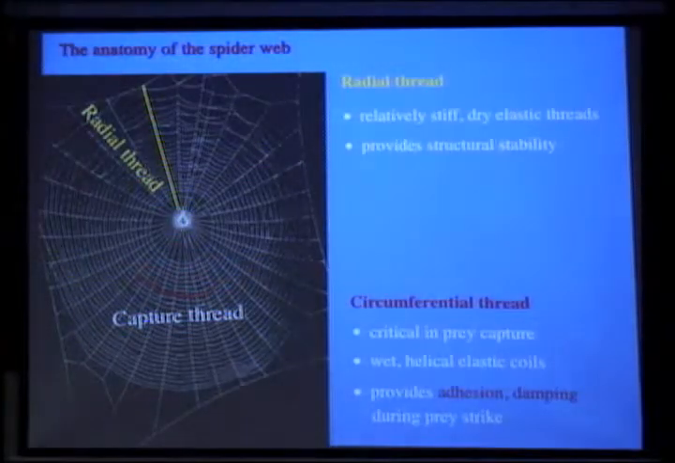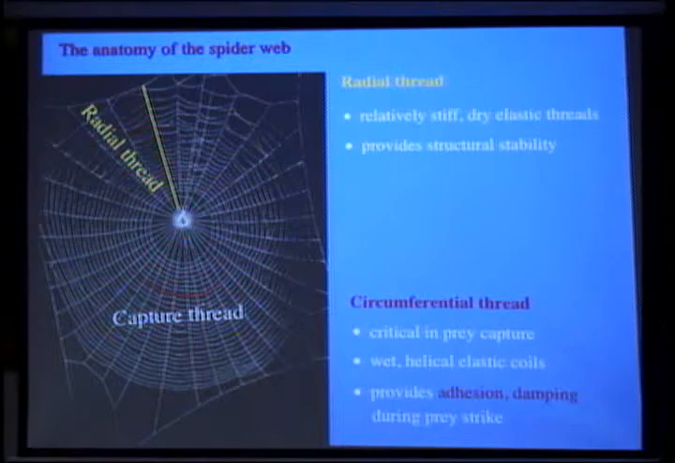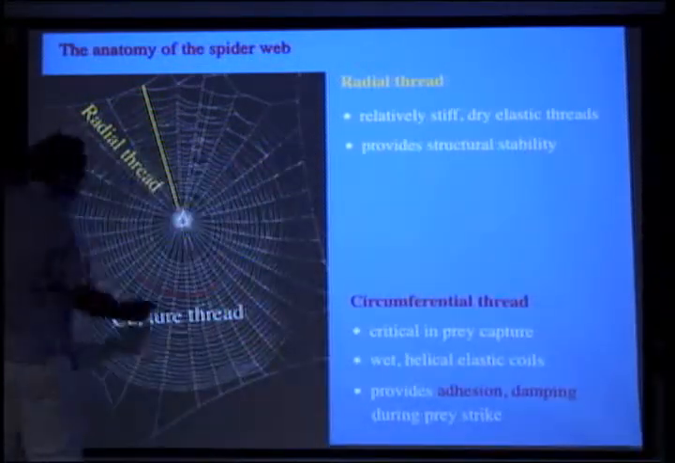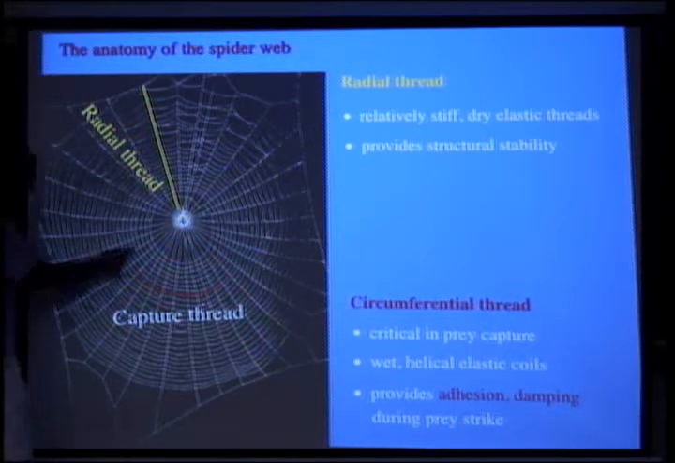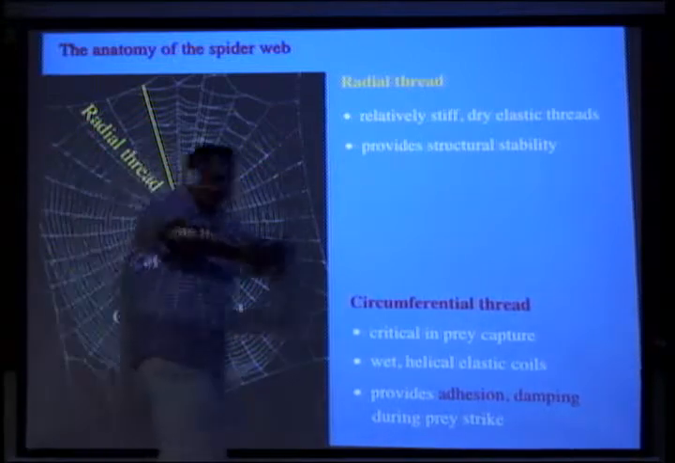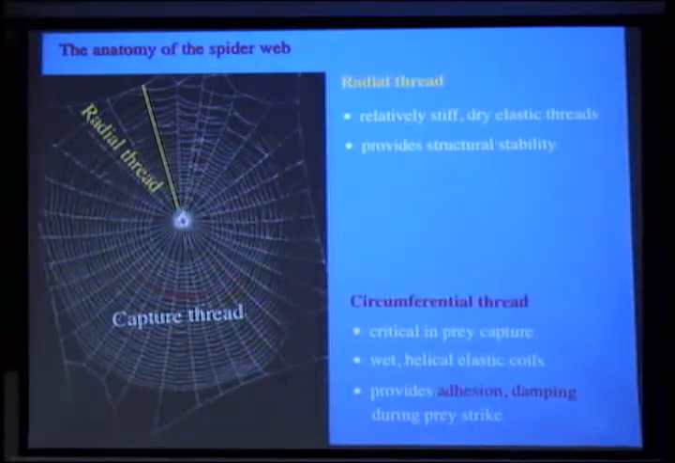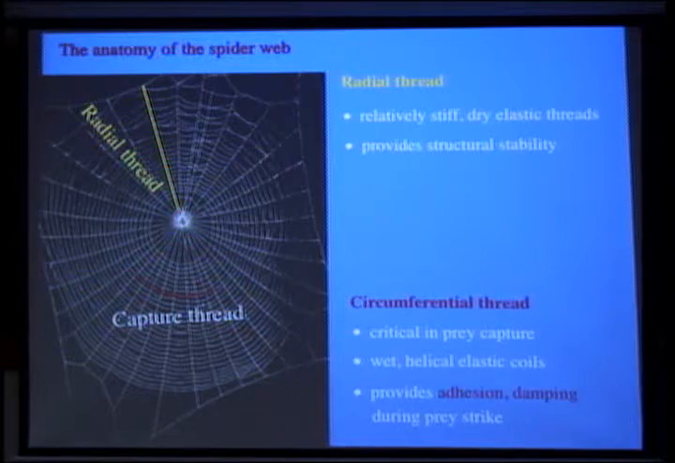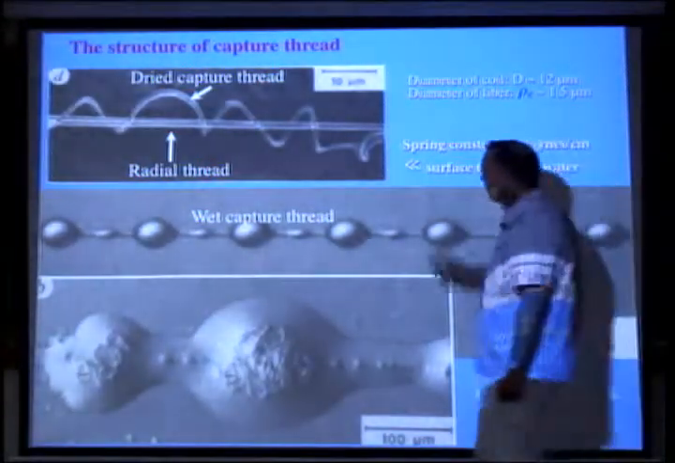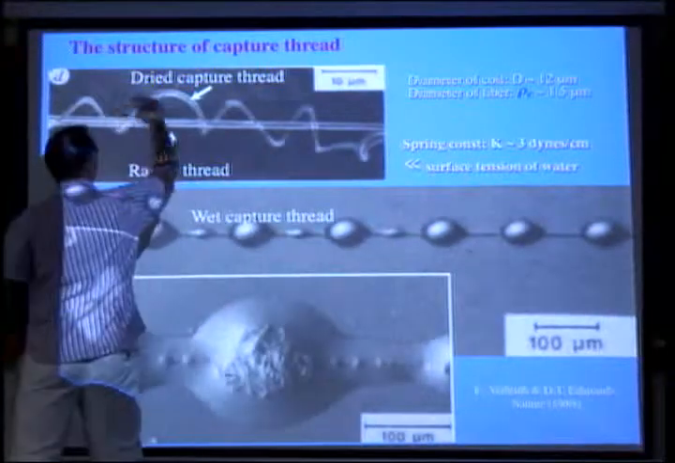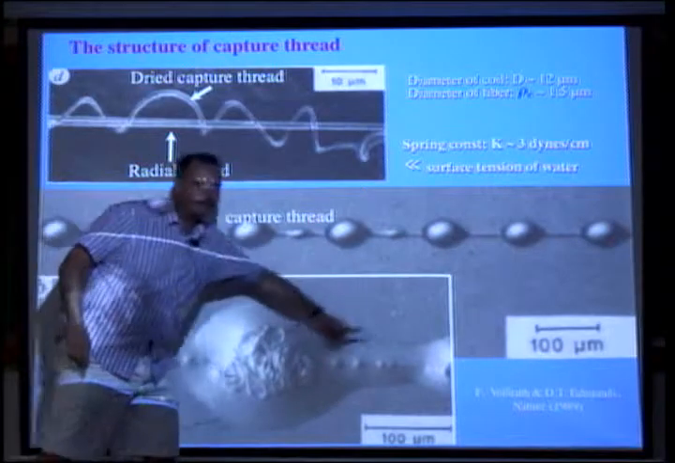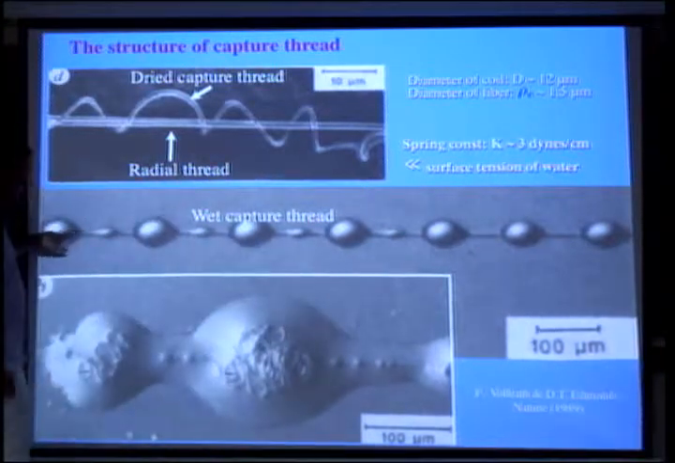Okay, and so the spider web, if you look at a spider web, the radial threads are basically structural, so they keep the thing in place, but these are capture threads. These capture threads are designed for catching prey. So the radial threads are sort of stiff and dry. This is the radial thread, and this is the dried capture thread. But the capture threads are actually in fluid, which looks like this, right?